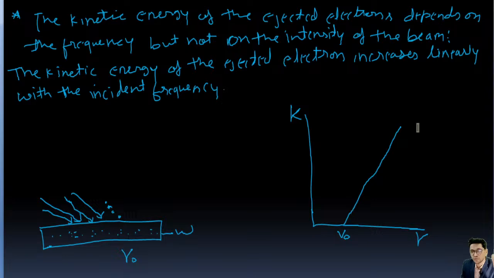So it is saying the kinetic energy of the ejected electrons increases linearly with the incident frequency. This is the graph. Kinetic energy is increasing linearly with the frequency. And this is the metal surface, this is the work function, and this is nu zero, the threshold frequency, and this is the light incident on it, and these are the electrons which are ejected, right? So now I will explain that.